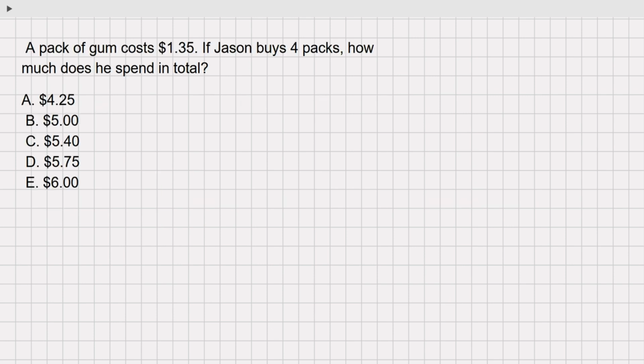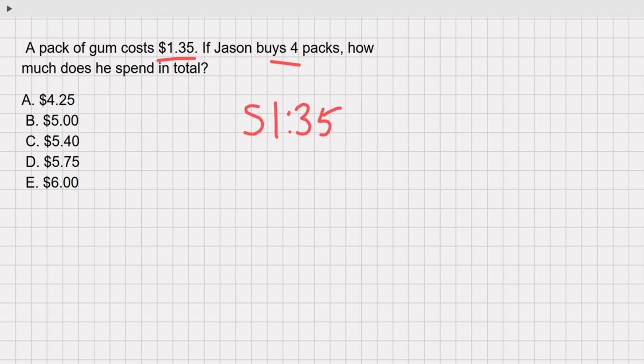Let's look at this first question. A pack of gum costs $1.35. If Jason buys 4 packs, how much does he spend in total? So when we're reading these types of word problems, I want you to underline all these numbers so that you don't accidentally lose one. But a pack of gum costs $1.35.